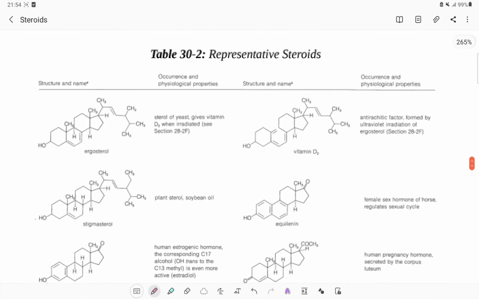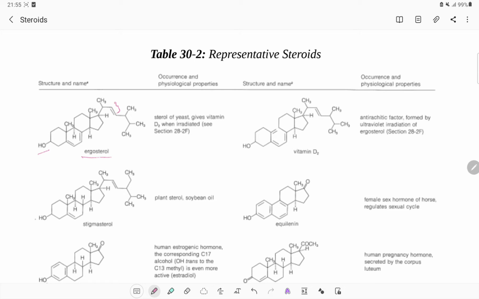Now, when I look at this table, I can understand that there are many steroidal systems which can be represented based on their occurrence and physiological properties. The first example is ergosterol. In ergosterol also we can observe that there are 3 6-membered rings and 1 5-membered ring, but the long chain differs, and there is a presence of OH, and in the long chain there is a C double bond C. This is a sterol of yeast, and it gives vitamin D2 when irradiated.